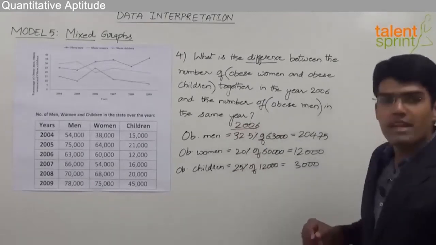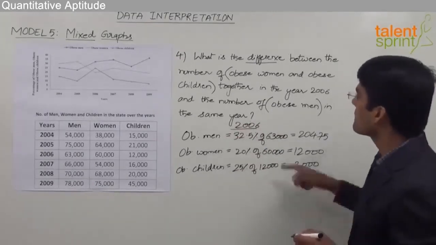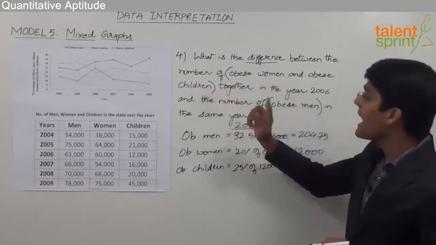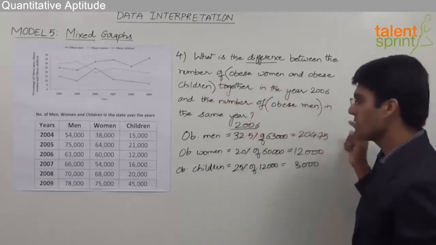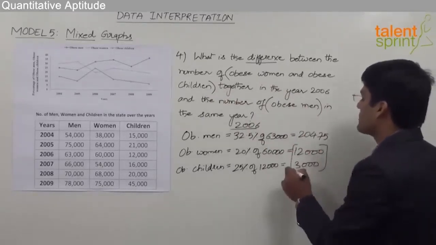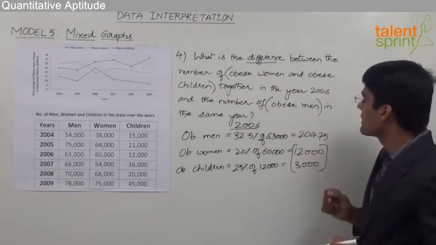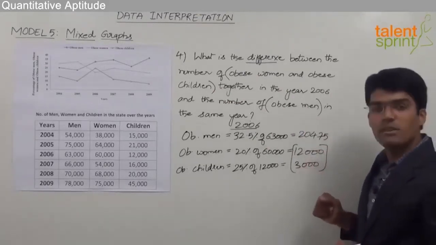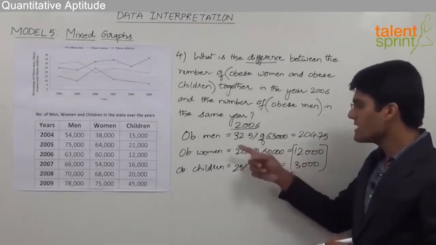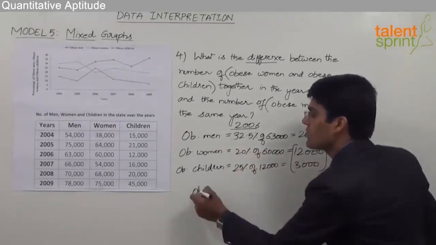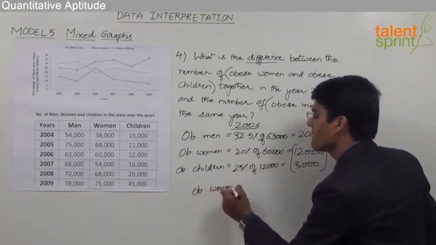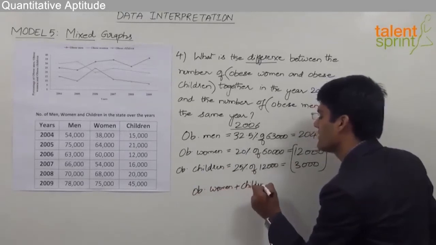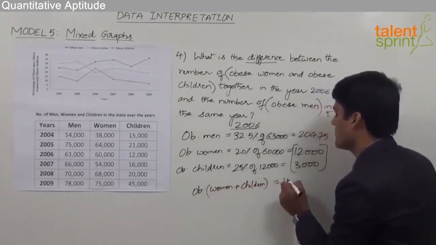Now as given in the question, we have to find out the difference of obese women and children together and the obese men. So first of all, let us add these two values. That means obese women and children together. 12,000 plus 3,000 will be equal to 15,000. So obese women plus children here is equal to 15,000.